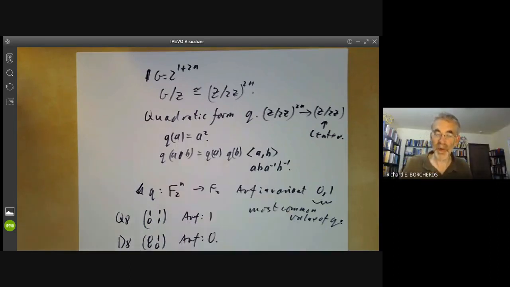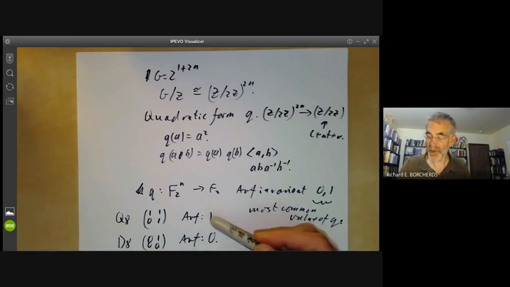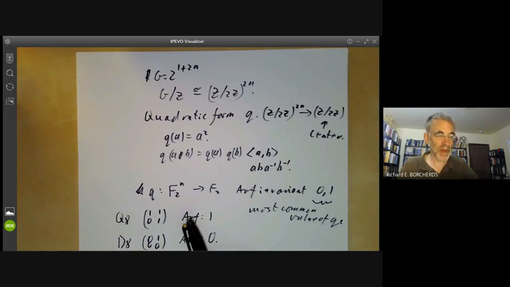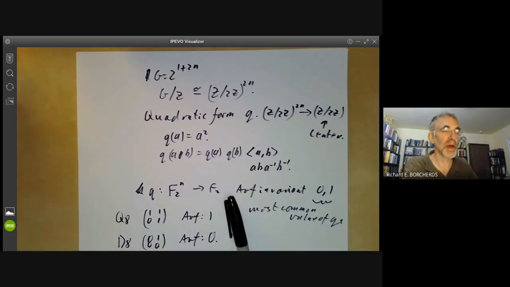And similarly for all other extra special groups of order 2 to the 1 plus 2n, the Arf invariant will distinguish them. Okay, that's enough about extra special groups. Next lecture will be about a group theoretic map called the transfer, which we will use to classify the groups of order 30.